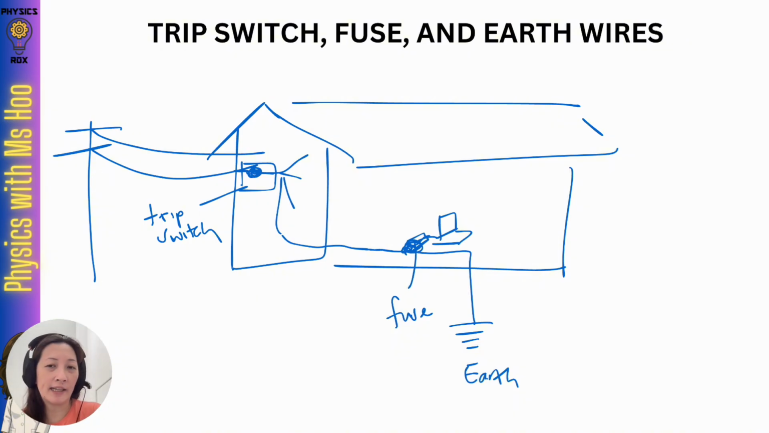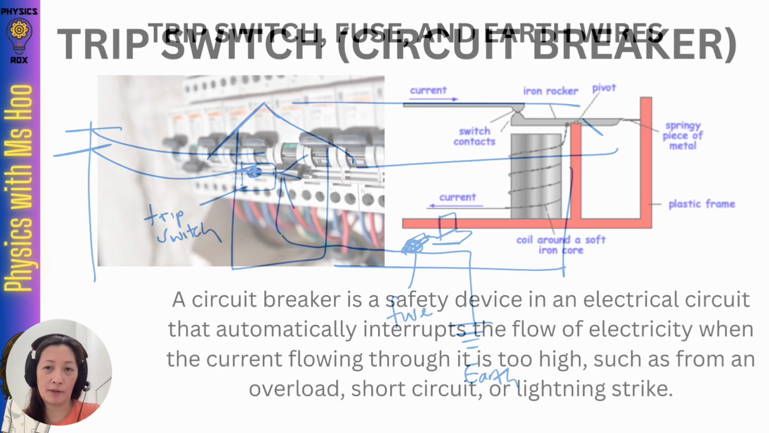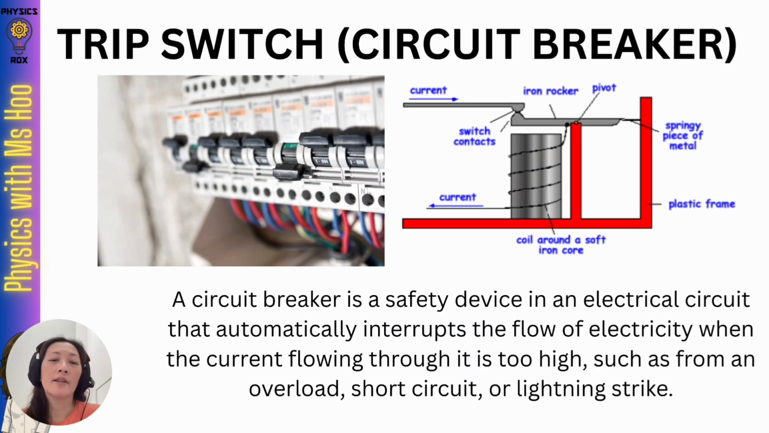Let's go into more detail about each of these safety devices, starting first with the trip switch, also known as a circuit breaker. So a circuit breaker is a safety device in an electrical circuit that automatically interrupts the flow of electricity when the current flowing through it is too high, such as from an overload, short circuit, or lightning strike.